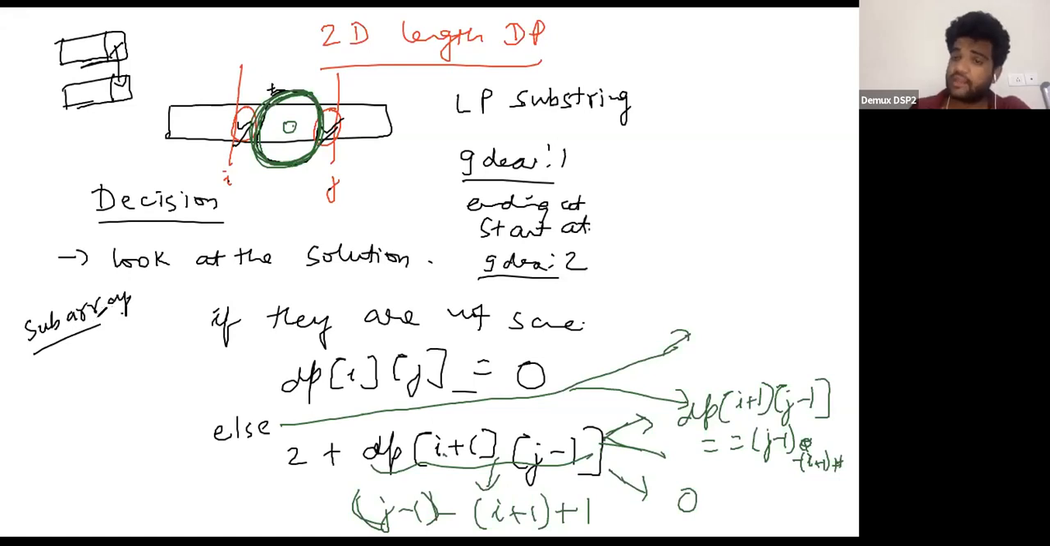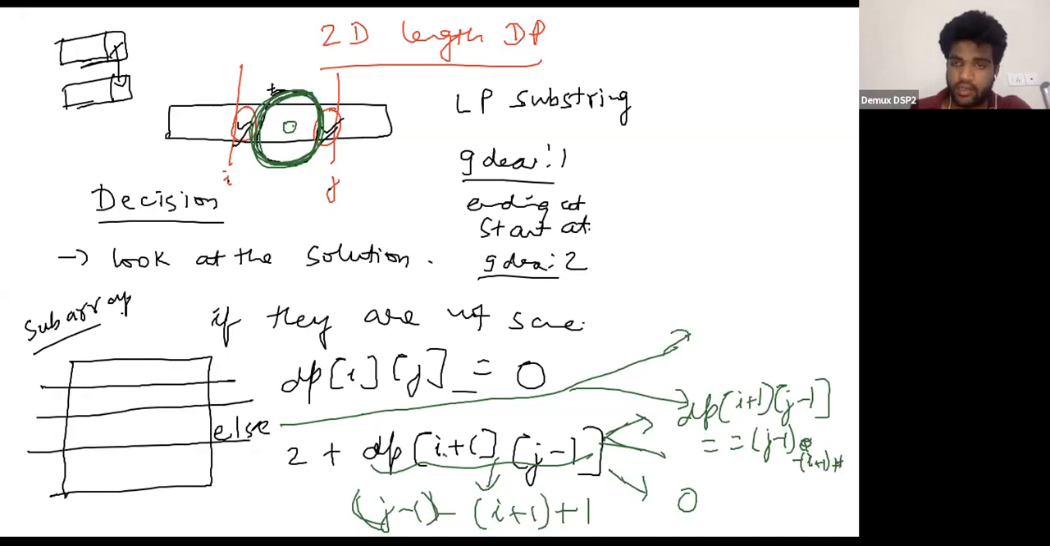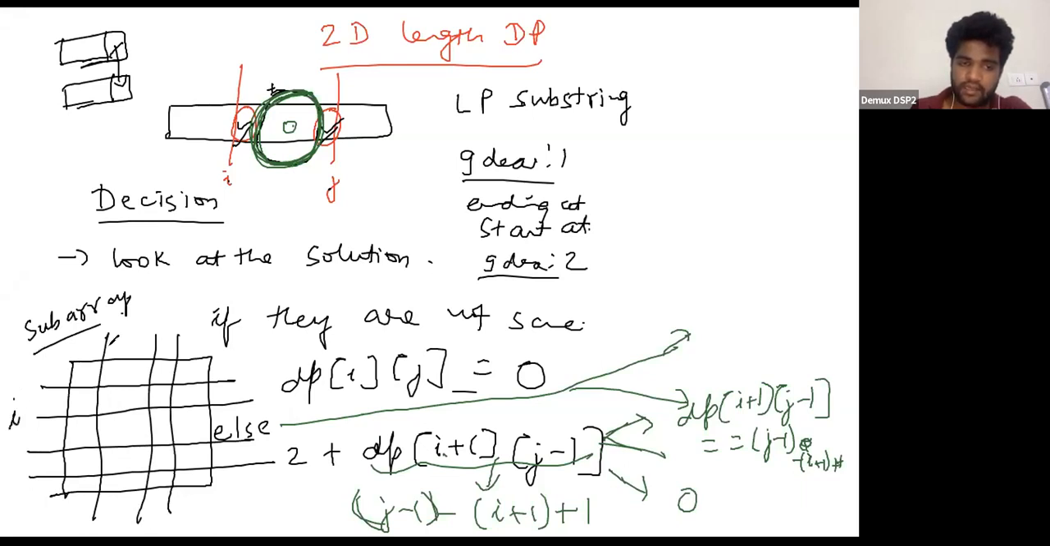How many such subproblems are there? You have n square such subproblems. You can have all types of subarrays. How can you depict in a visual manner those subproblems? You can depict them in a matrix. For a given i, you can fix i here and you can fix j here, the starting index and the ending index. This will go from 0 to n minus 1 and this will go from 0 to n minus 1. So this is the subproblem space.